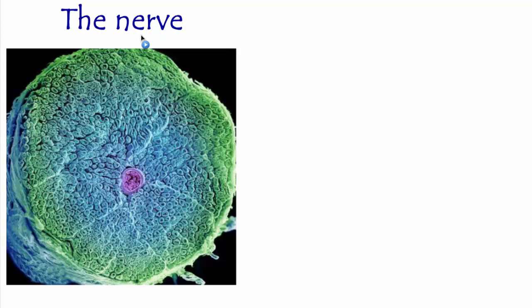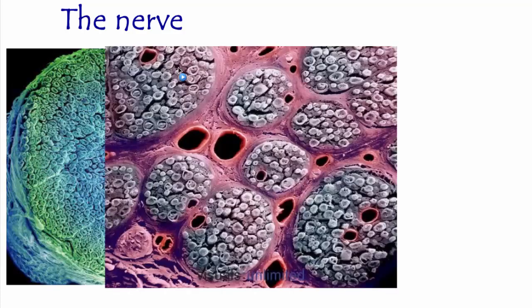The structure of the nerve is very special. As we see here, this is the cross-section of a nerve seen under the microscope. They are made of bundles of nerve fibers, as we see here. Look at the bundles. Each bundle is a group of nerve fibers. These inside are the nerve fibers.